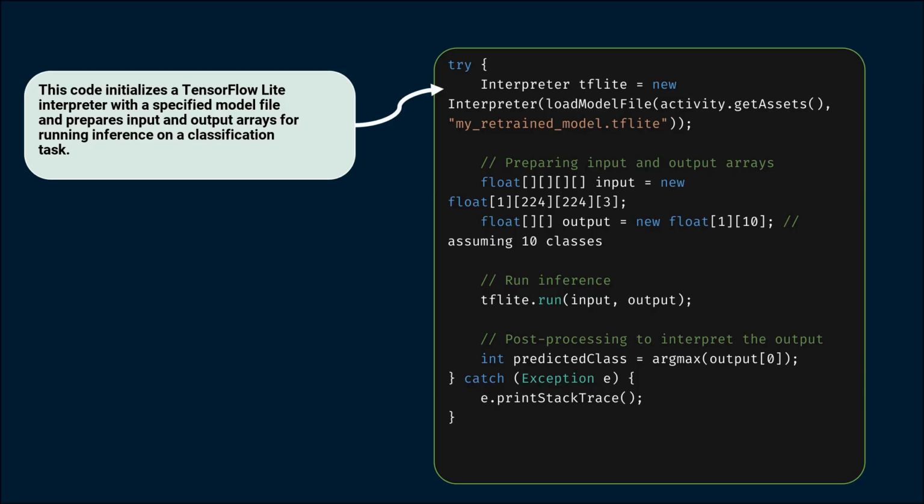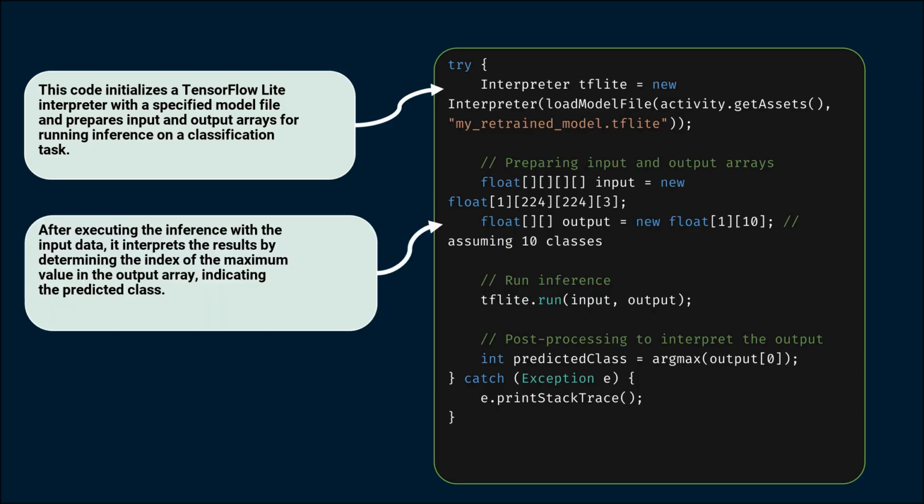The code begins by initializing a TensorFlow Lite interpreter, which is a lightweight runtime used to execute machine learning models on mobile devices. This interpreter is crucial for interpreting the pre-trained TensorFlow model, allowing your application to make predictions based on input data. Next, we prepare the input array, structured as a four-dimensional float array to match the expected input shape of the model, which is typically batch size, height, width, channels. In this case, we are working with a single image of size 224x224 and 3 color channels, RGB.